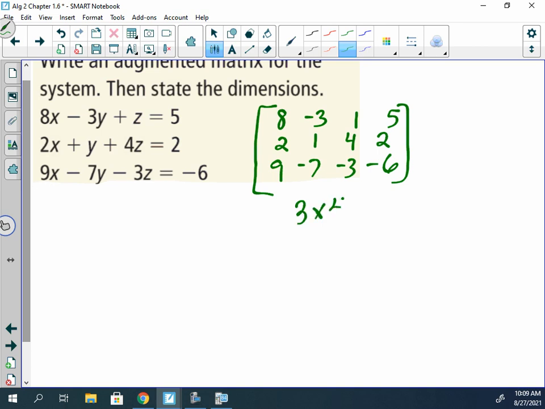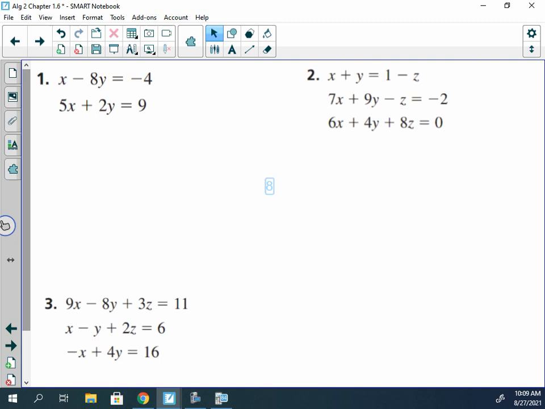3 by 4. 3, 4. 3 rows, 4 columns. Questions on this here? There will be some of the problems on this here. Do we need to see another example of writing an augmented matrix and stating the dimensions? We feel good with this here?